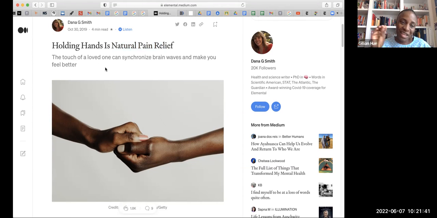So many of the things that you just described are included in this study. That is to say, the touch of a loved one is different from the touch of a stranger or from someone who you are not happy with.